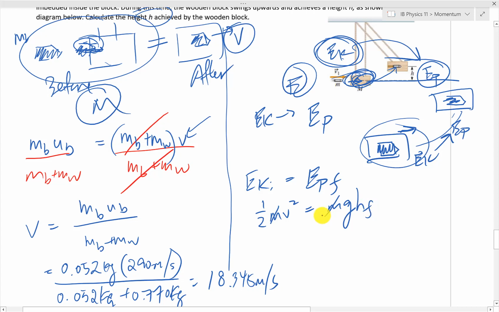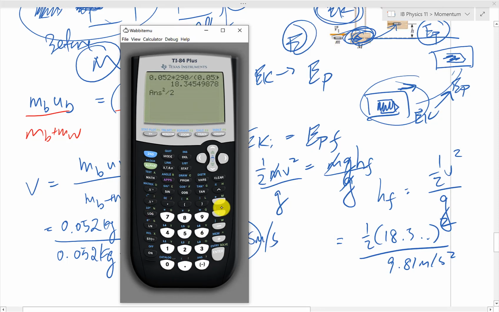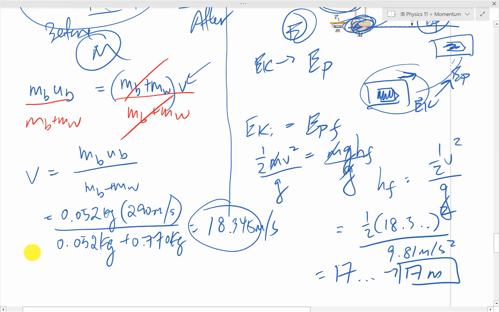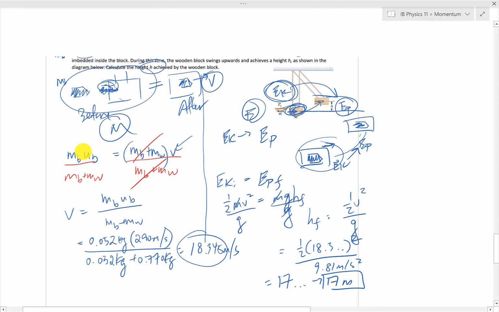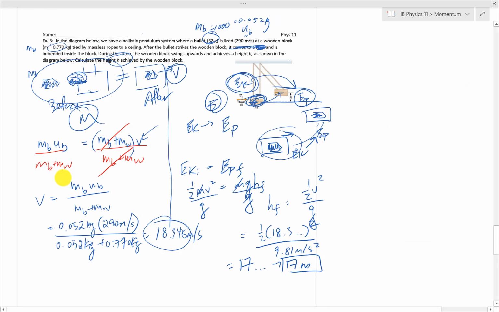And we're just solving for the h, so we're going to divide both sides by g, which then we get h final is equal to 1/2 v squared over g. And that v is just this velocity that we have here. Gravity is 9.81, and then putting everything in, we get 17.15. Oof, that is very large, and that's going to round to 17 meters. Yeah, that's a little bit unreasonable. I think I gave the bullet too fast of a speed to begin with.